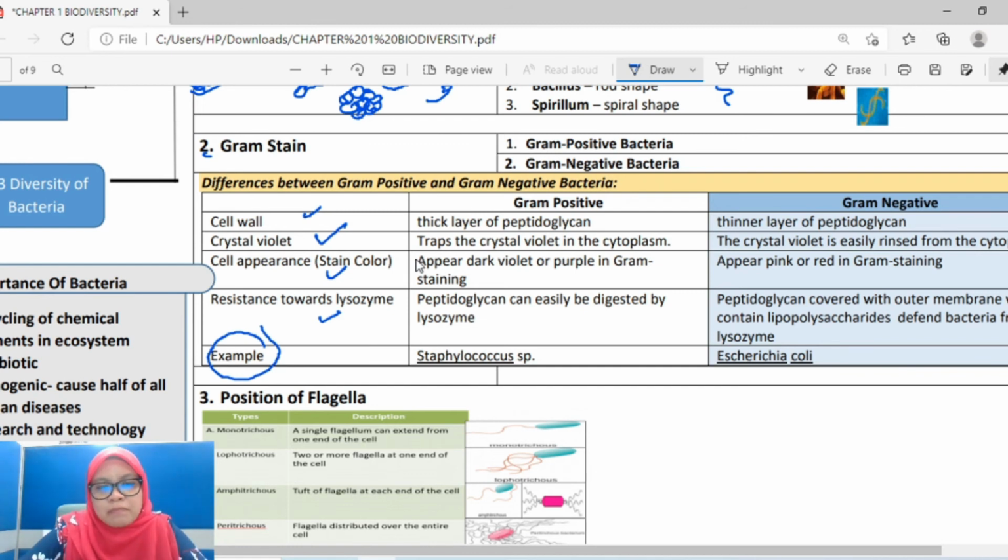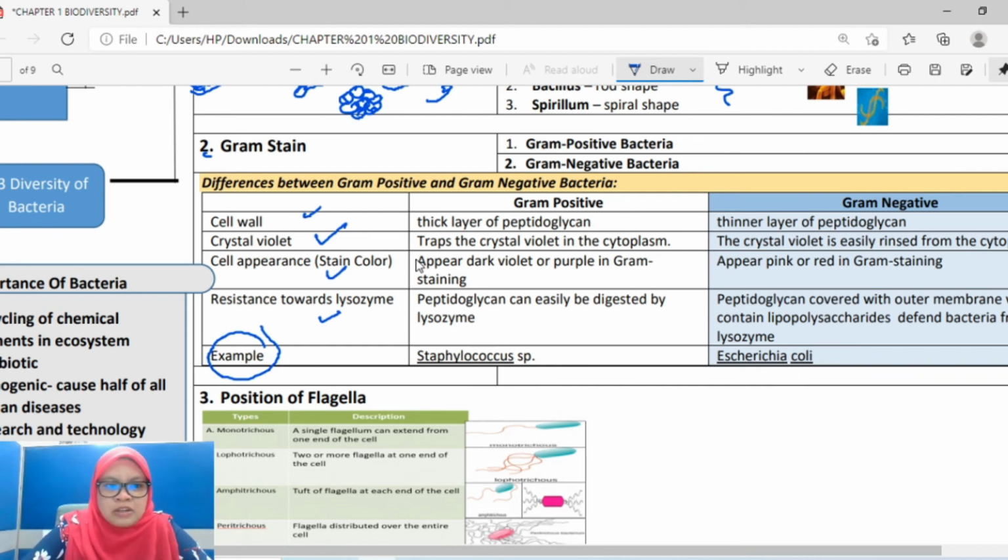Jadi bila kita drop crystal violet and then kita rinse out, apa yang jadi? The crystal violet is easily rinsed from the cytoplasm. So the consequence is the appearance. So that's why gram-positive bacteria will appear dark violet or purple, compared to gram-negative will appear pink or red in gram staining.